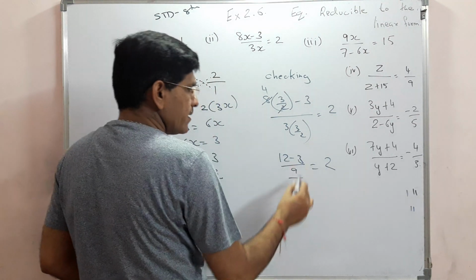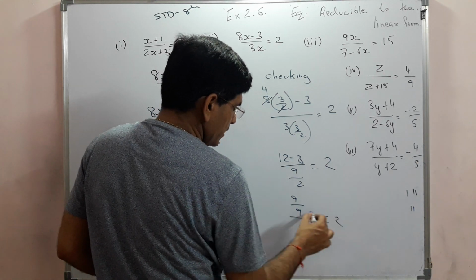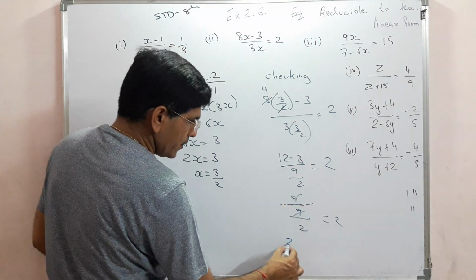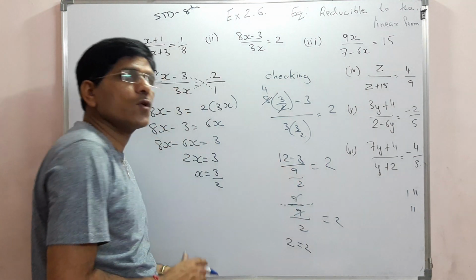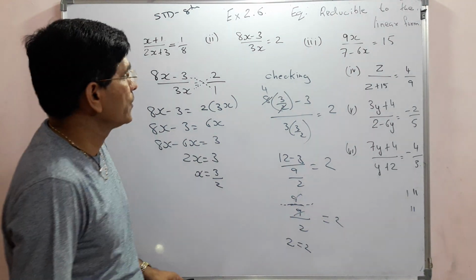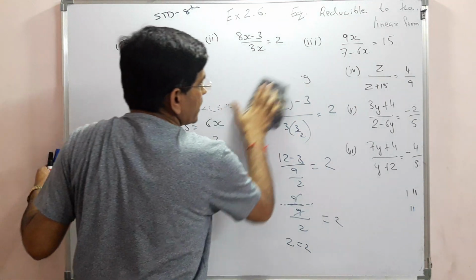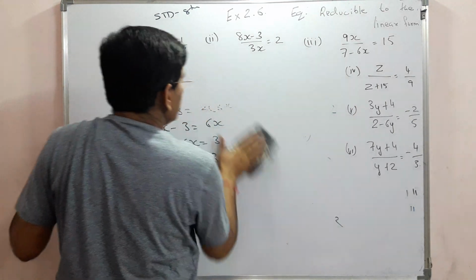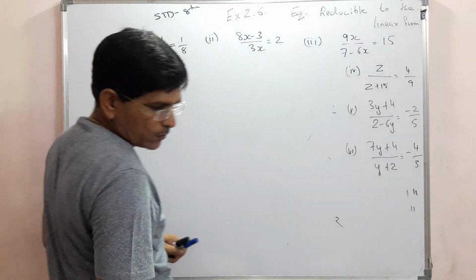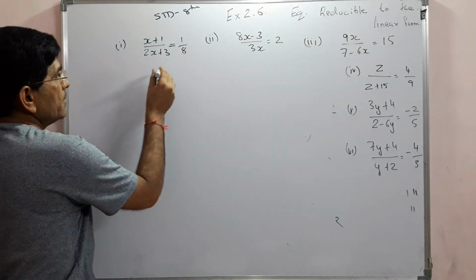So here 12 minus 3, that is 9 upon 9 by 2. So these 9 cut, the denominator becomes the numerator. So 2 is equal to 2. So our answer is correct. It is called checking. So the second sum is also clear. So all sums related to chapter 2.6, reducible to linear forms, are easy. Now we are doing the third sum.